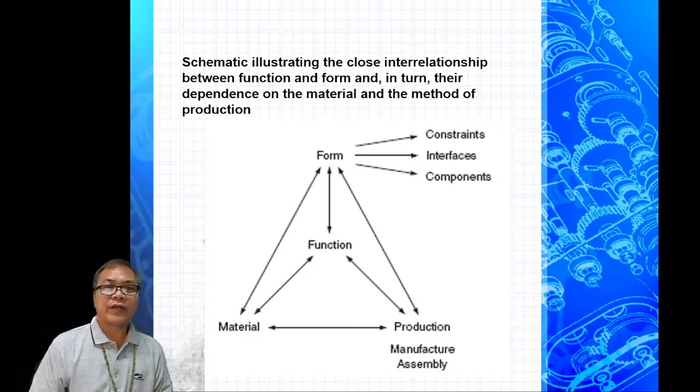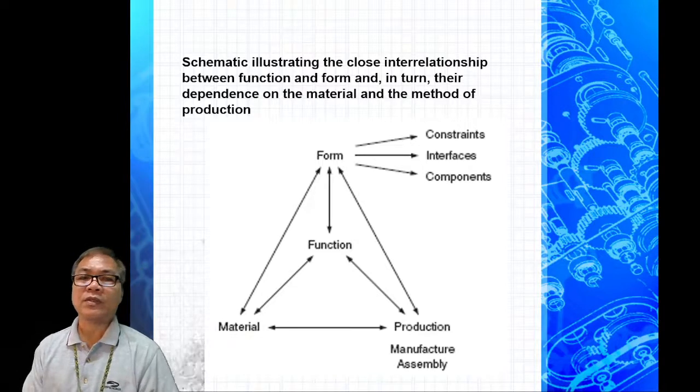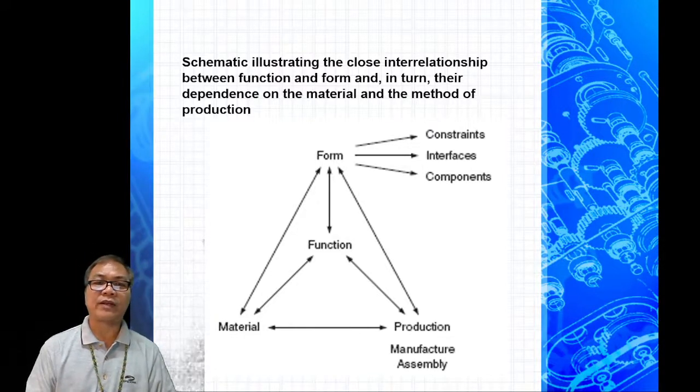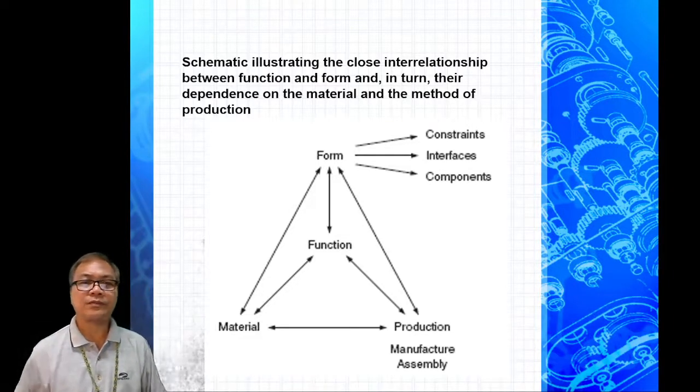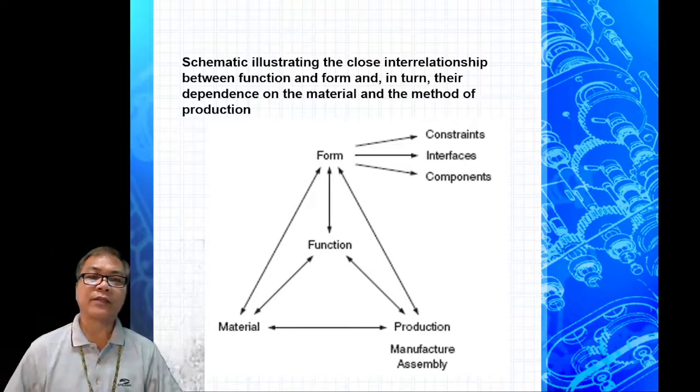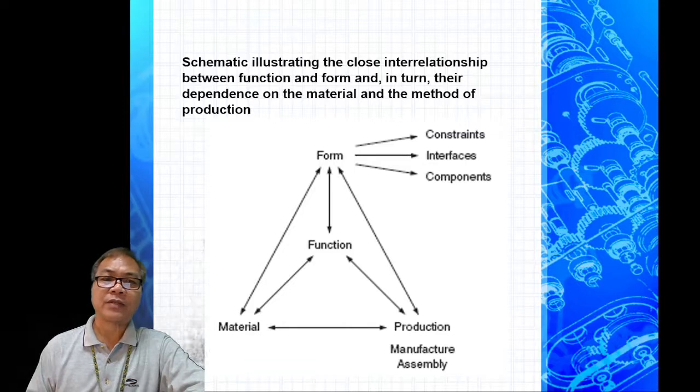Okay, so here are the three considerations in making the interrelations between function and form, and in turn their dependence on the material and method of production. Now, the most important is the function, no? So all kaning form, it should support the function, and the product manufacture assembly should support the function, and the material would also support the function. Ang material should support the form, and material should support the production or manufacture assembly, and also support the form, no? So naa siya interrelationship, no? But the center of this is the function. So you have to really think on the function, dili siya maapektaran with your configuration design, no?